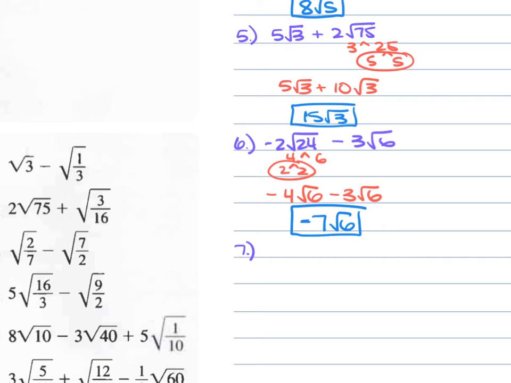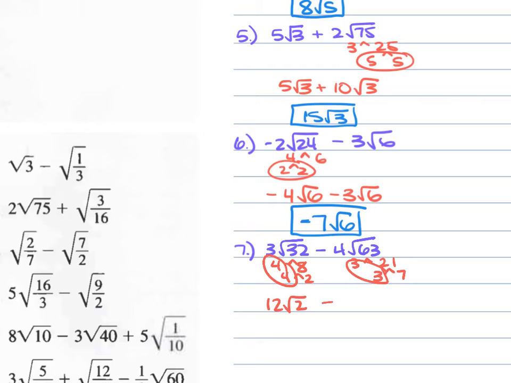For 7, we have 3 square root 32 minus 4 square root 63. So the 32 is 4 and 8. The 8 is 4 and 2. Two 4s pair up. 4 times 3 is 12 square root 2. The 63 is 3 and 21. The 21 is 3 and 7. So that's going to give us negative 12 square root 7. We cannot go any further with this, so this is our answer.